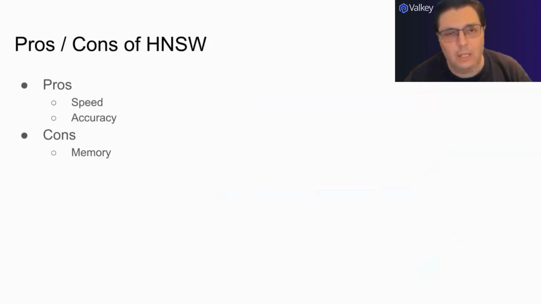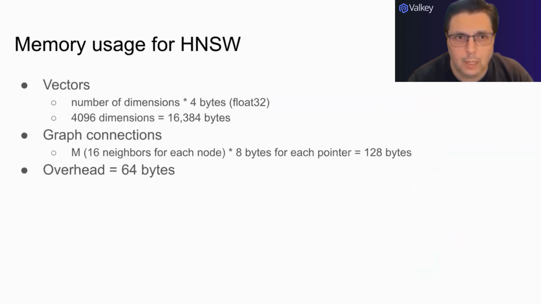So the benefits of HNSW are speed and accuracy. However, the downside is memory. All these layers will take up more and more memory. And the biggest usage of memory will be the number of dimensions.